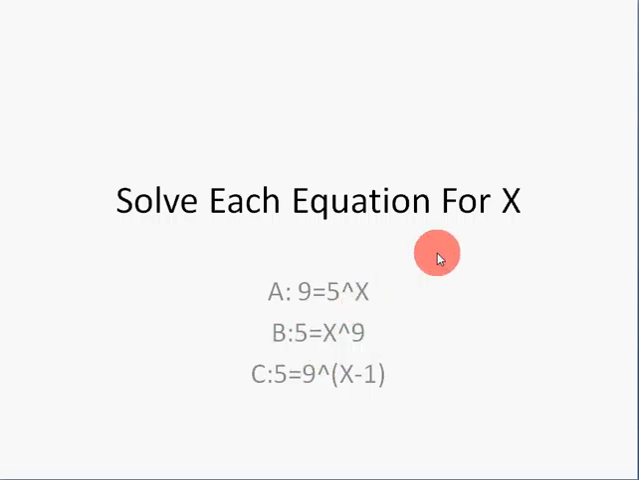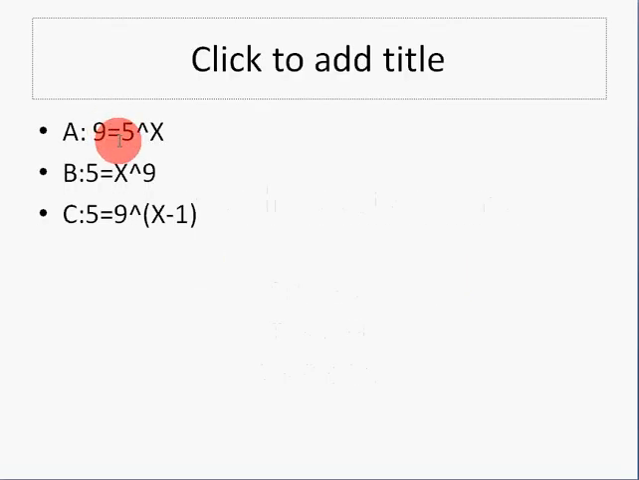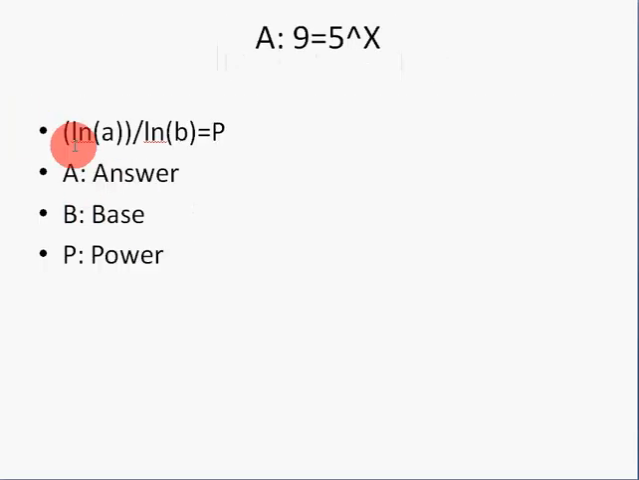Alright, so here are the three different ones, starting with A. As you can see, 9 is not a perfect root of 5, so what you need to do is take a different approach by rewriting the exponential equation, where you input the base and answer and get the power, instead of inputting the base and the power to get the answer.